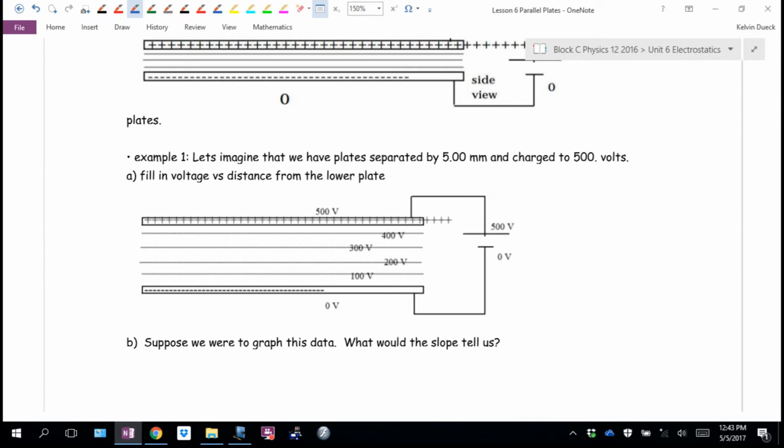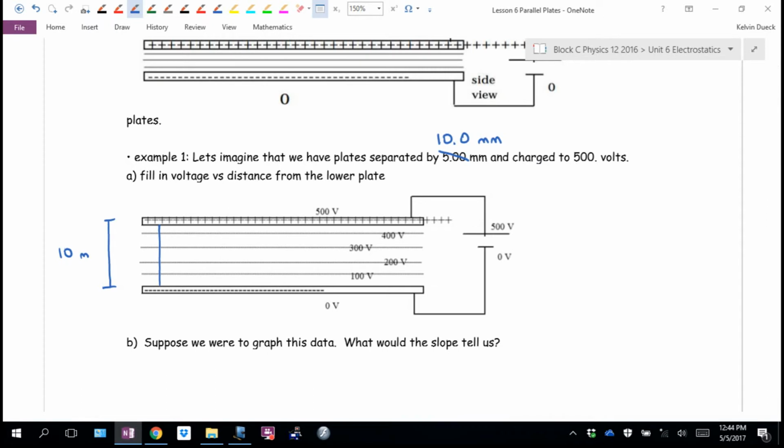I'm going to change one number here. Can you all look at example 1? It says, let's imagine that we have plates separated by, instead of 5 millimeters, let's make it 10 millimeters, just so we don't get the 5 and the 500 confused. So on your diagram right now, let's label this distance here as 10 millimeters. And we hook it up to a 500 volt battery. I figured that out by looking at the picture. Traveling from here to here, how many volts will I travel through?